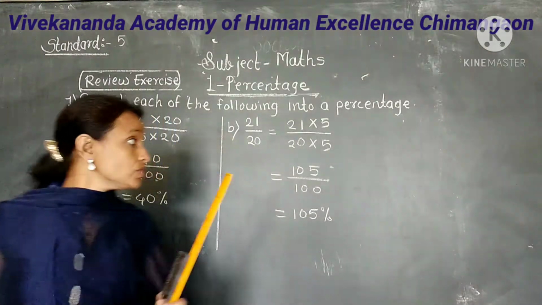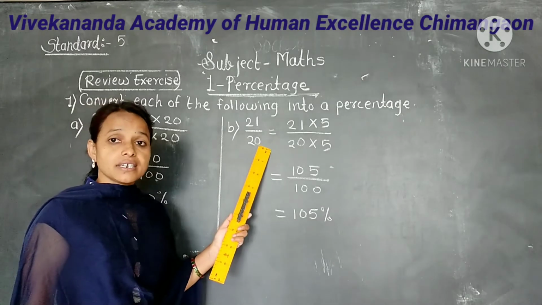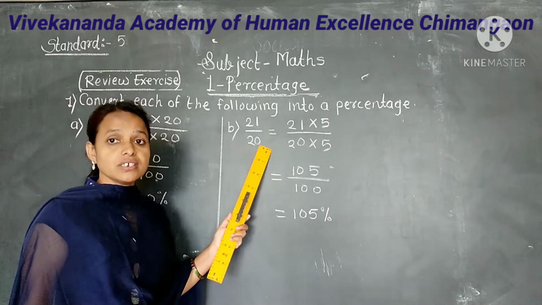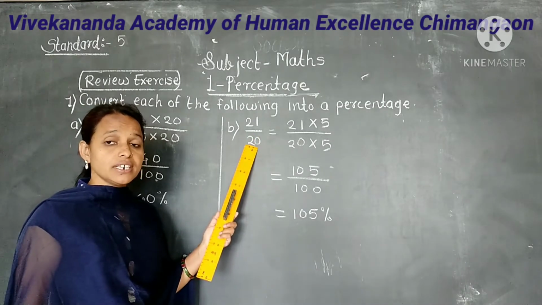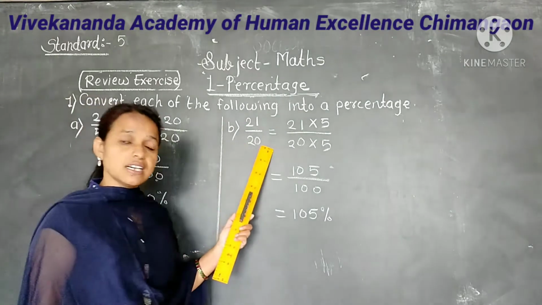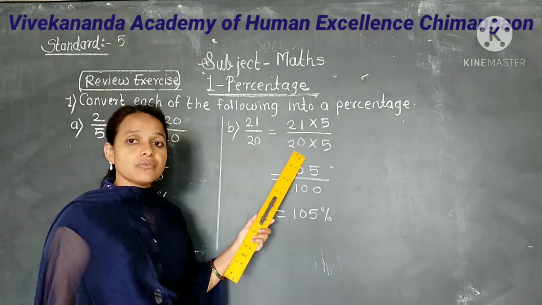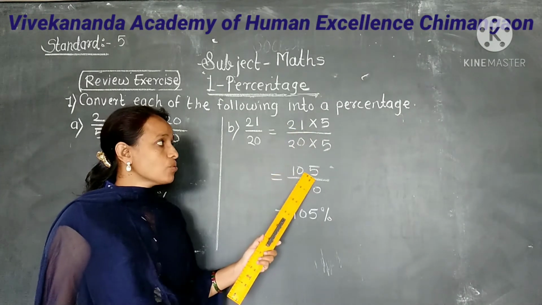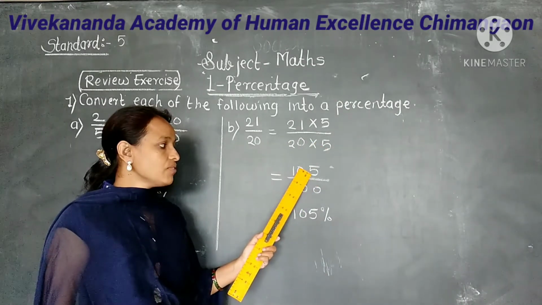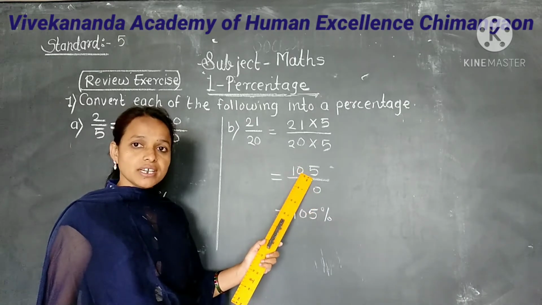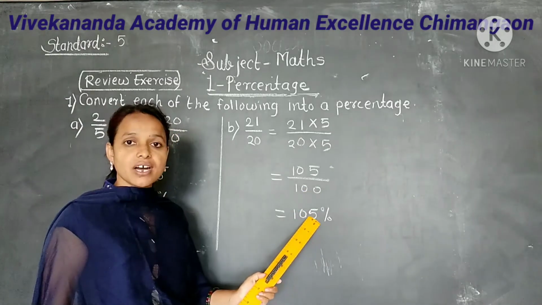Next example, 21 upon 20. Here also we have to convert the fraction to an equivalent fraction with denominator 100. But here denominator is 20. We want it 100. 20 5s are 100. So we multiply numerator 21 by 5 and denominator 20 by 5. 21 5s are 105, 20 5s are 100. So here we get fraction 105 upon 100. 105 upon 100, so we can write in percentage as 105%.